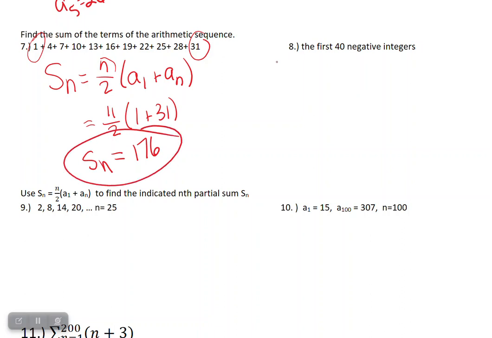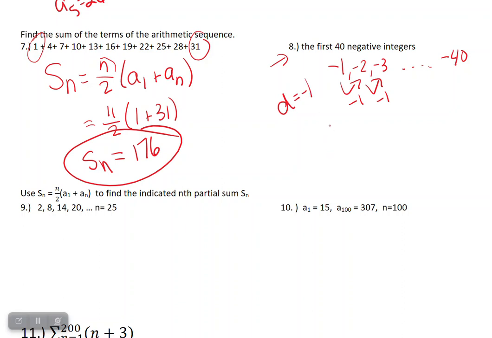Okay. There's a problem like this in your web assignment where it says, the first 40 negative integers. So if you kind of think about what that is, it's -1, -2, -3, all the way to -40. If you look at that pattern, it's an arithmetic sequence. You keep subtracting 1. So this is our common difference, which is -1.